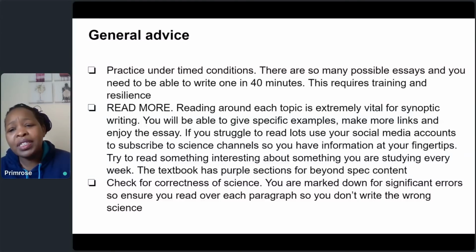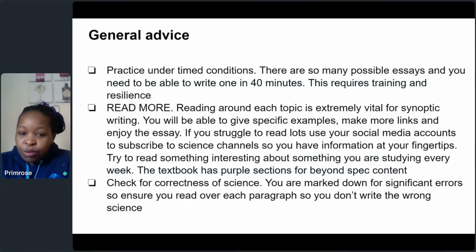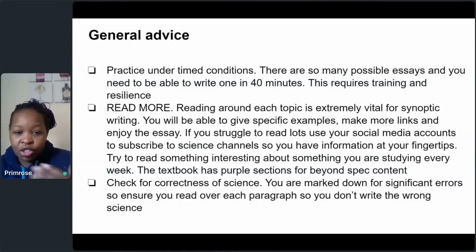However, if you've made a couple of mistakes, that doesn't really matter. Markers can always read the context. It's when there are significant errors. If you've described a process completely wrong, then you will lose quite a lot of marks for that. It just moves you down a band as well.